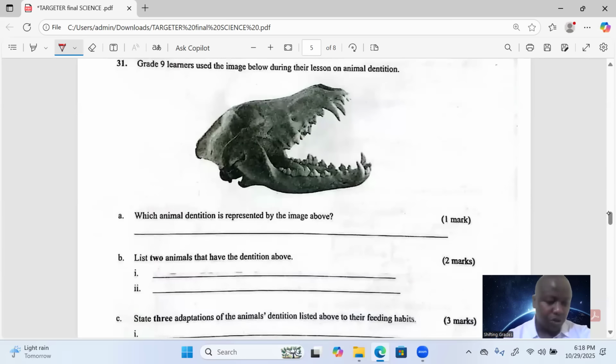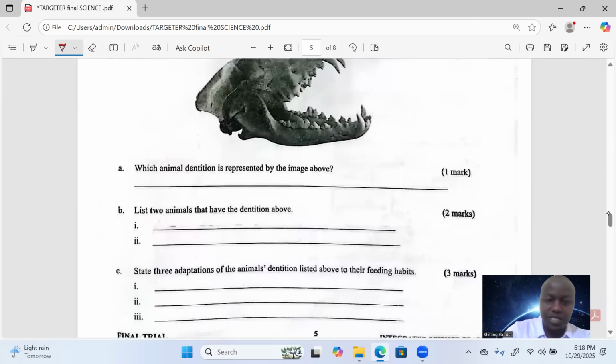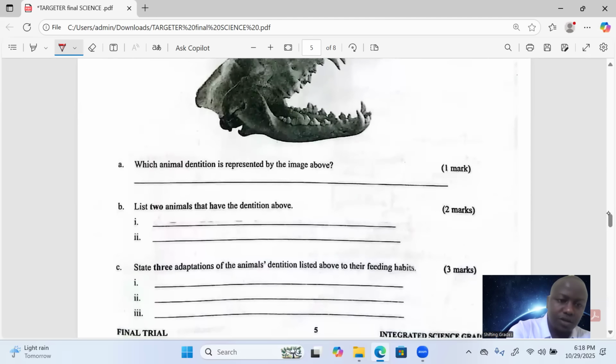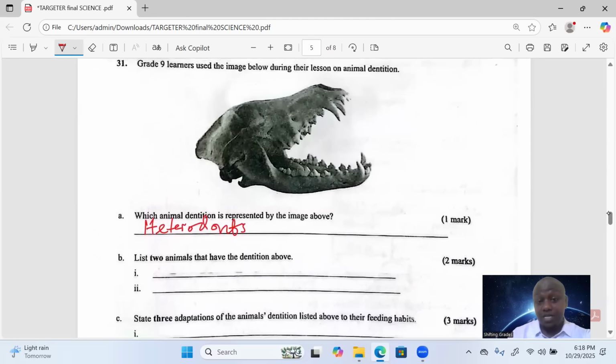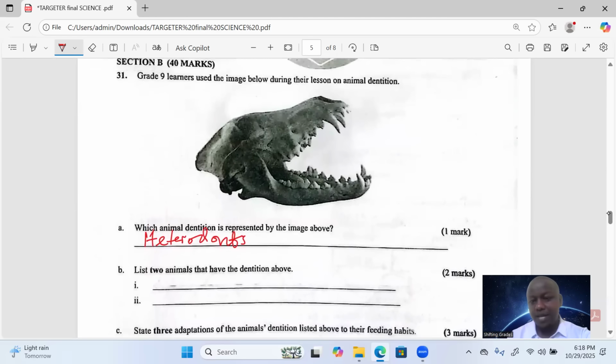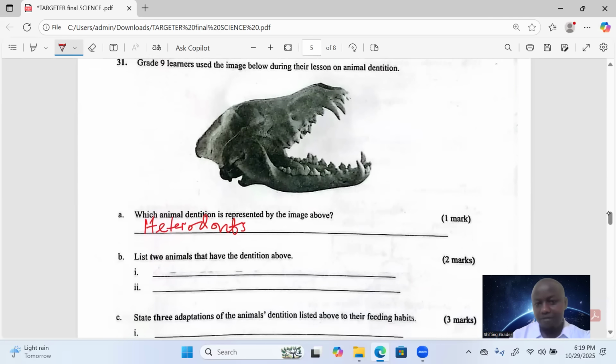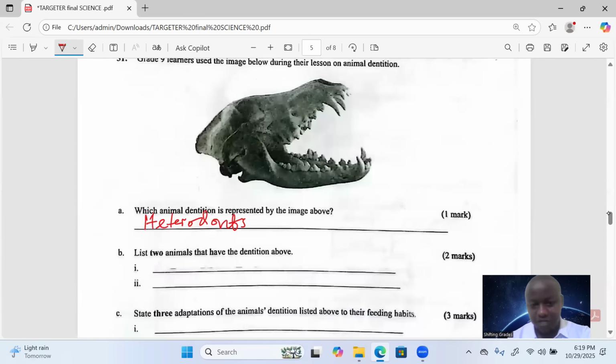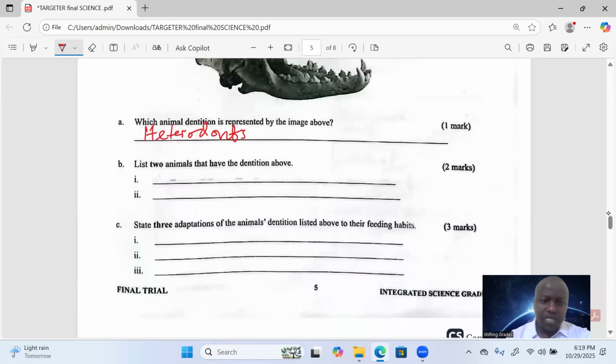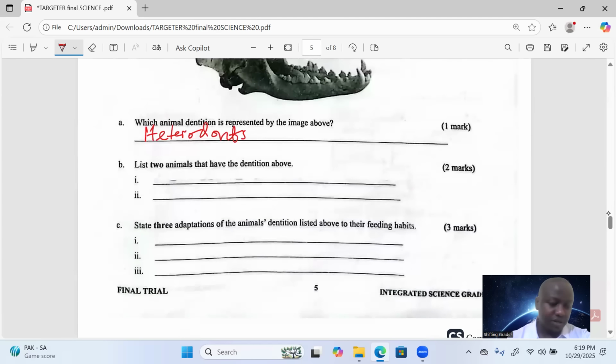This one is what we call a heterodont, whereby the teeth are of different shapes and sizes for different functions. Not homodonts, like fish, which have equal sizes and shapes of teeth. Now, list 2 animals that have the dentition.